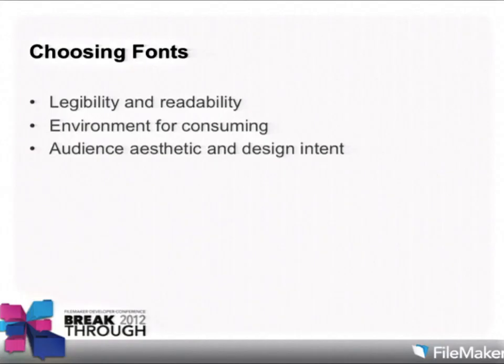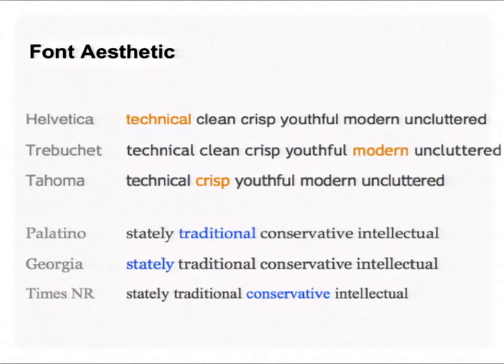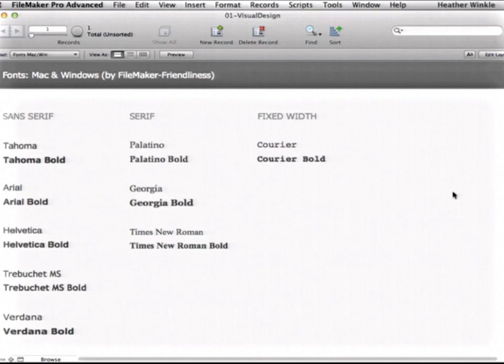Choosing fonts is about legibility and readability, and it's about the environment, the audience, and where you're gonna be consuming it. So there are just some rules of thumb, right? When you have a sans serif, you have something technical or crisp or clean or youthful. And then when you have a serif, it's gonna be a little more conservative or traditional. One of the things here that I went through and did, in this visual design file, is actually kind of organize the fonts in some different ways, because some fonts work pretty well with FileMaker across Mac and Windows. And so this actually organizes the fonts by FileMaker cross-platform friendliness, right?